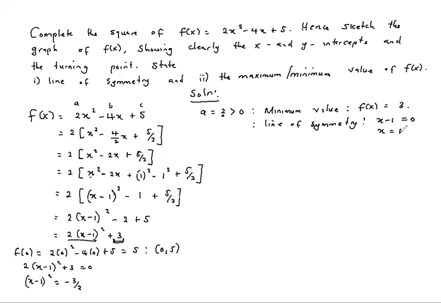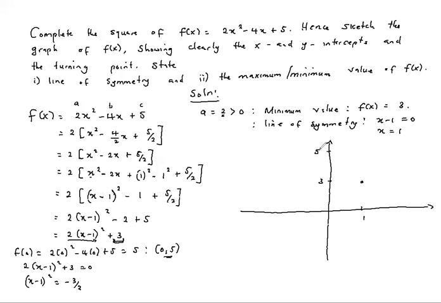Then from there, we can now sketch because we have the intercept. So we're going to sketch. We have established that it's a minimum, and the turning point is the line of symmetry coordinate, comma, the maximum or minimum value. So we have (1, 3). So it's there, and it's a minimum, so it's facing up. But what's the y-intercept? (0, 5). So we have 5 there.